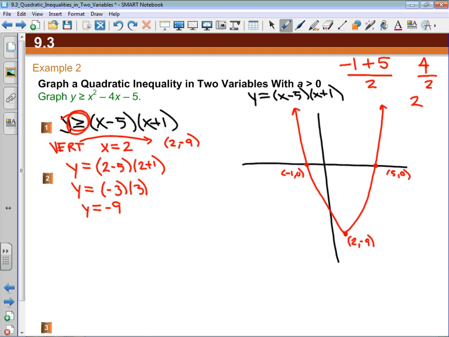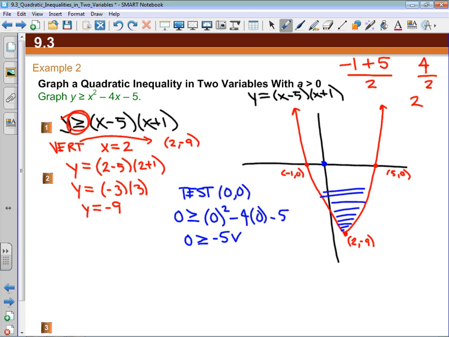Some of you may have looked at the original question and already know that we shade above it, and that's awesome. What I am going to use is my favorite test point, which is 0, 0. I know that that is clearly above the function, so I'm going to test 0 comma 0, and when I do, using the original, I get that 0 is greater than or equal to 0 squared minus 4 times 0 minus 5. I get that 0 is greater than or equal to negative 5. Is 0 greater than or equal to negative 5? Absolutely. And so that means that that test point is within the shaded region of this inequality.